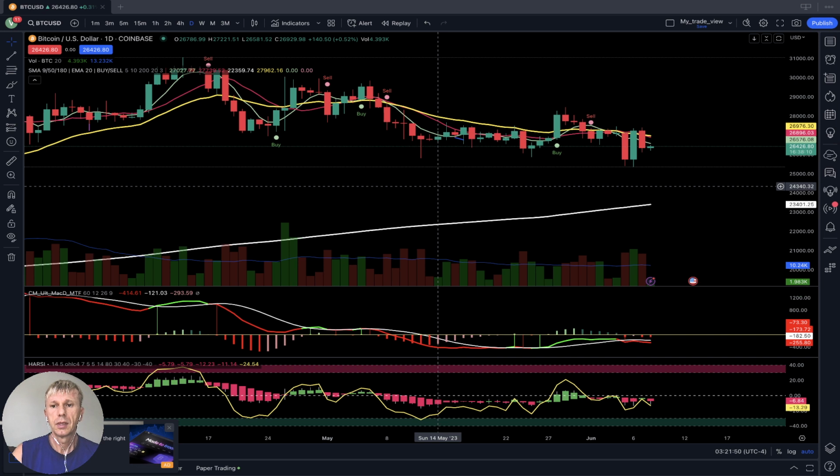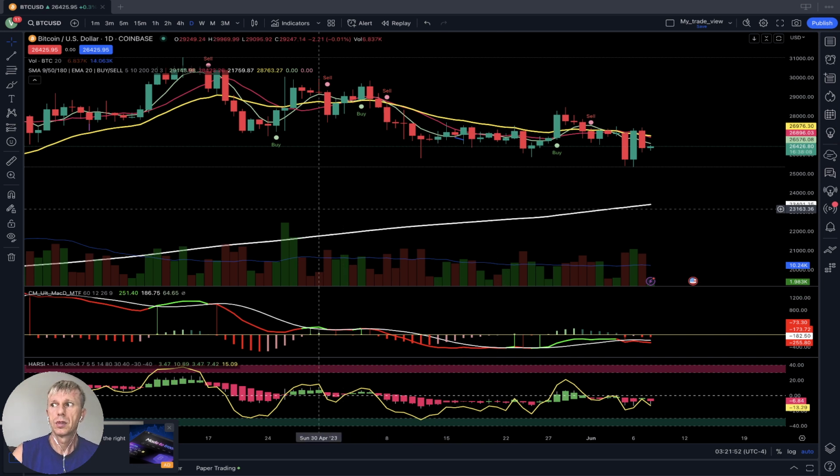It's simple, but it's not easy because emotions are involved. But if you follow indicators, follow the market trend, you will be successful because indicators do not have emotions.